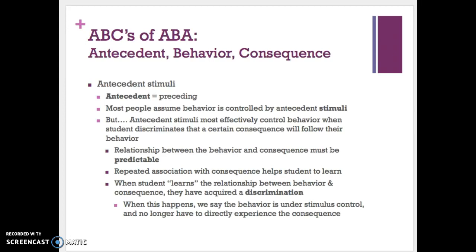So the relationship between the behavior and the consequence must be predictable. The repeated association with consequence helps students to learn. And when a student learns the relationship between behavior and consequence, they have acquired what's called a discrimination. And when this happens, we say the behavior is under stimulus control and they no longer have to directly experience the consequence.